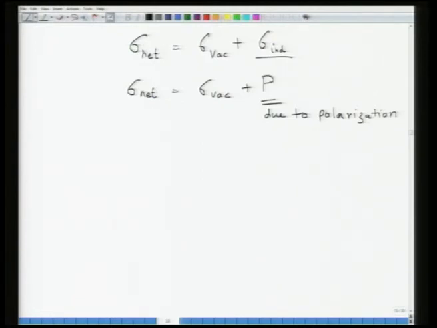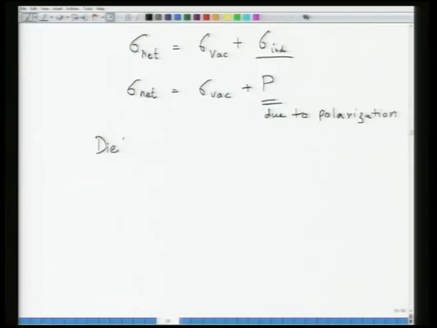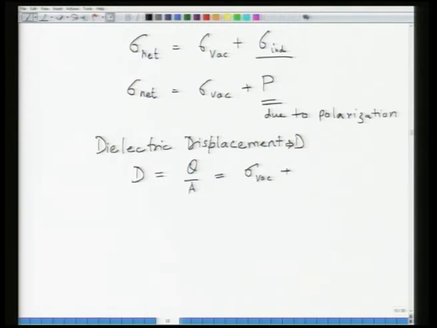Polarization. This is the extra charge which results from the polarization of the material. Now, according to electromagnetic theory, the surface charge on the plate of a dielectric can be defined as what is called the dielectric displacement. If we write the dielectric displacement as D, this D can be written as Q by A.